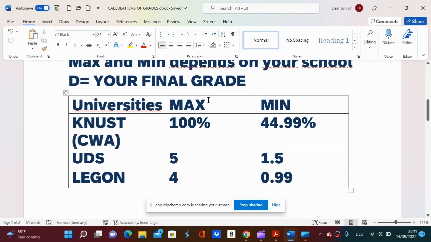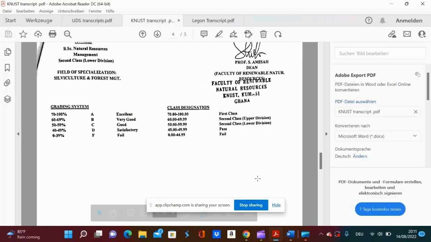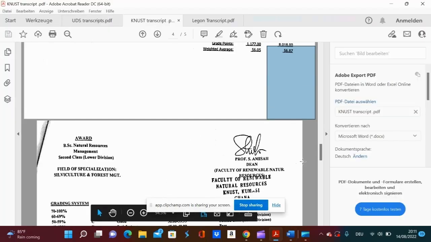So I'll come back to my Word document. These are examples of schools I have taken, and I've written up their maximum and minimum scores for the calculation. So let's start with KNUST. I have a transcript here, which I showed earlier, and we will do the calculations together.